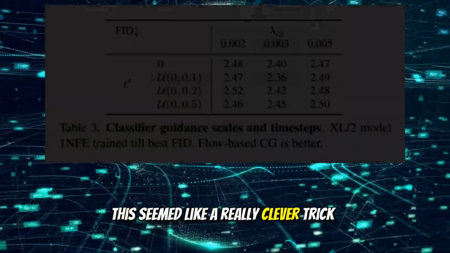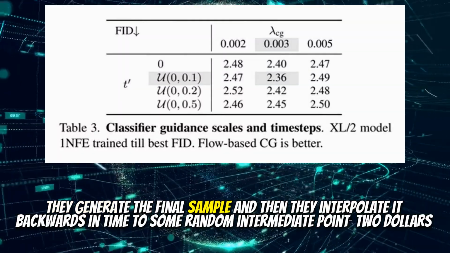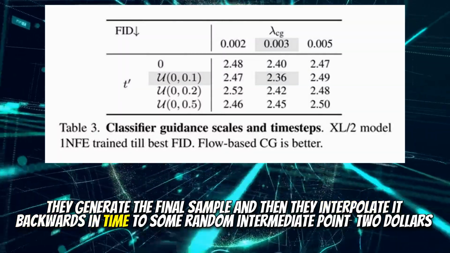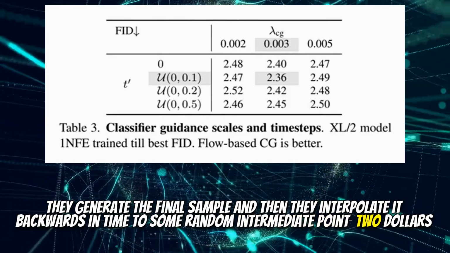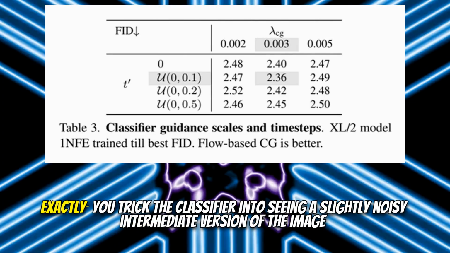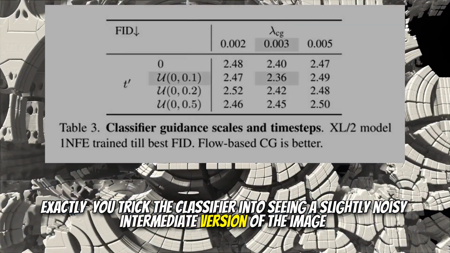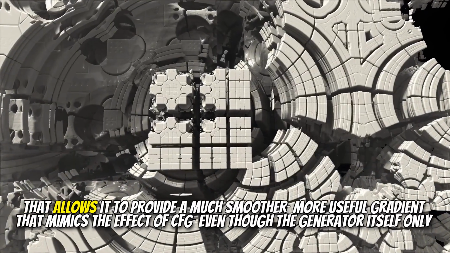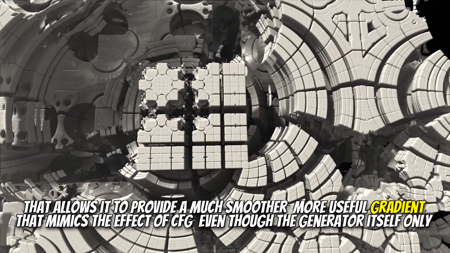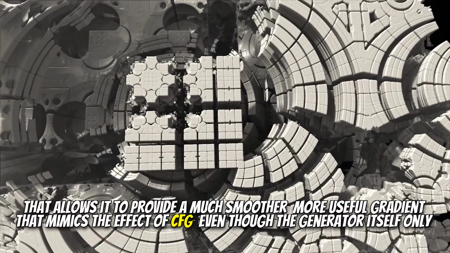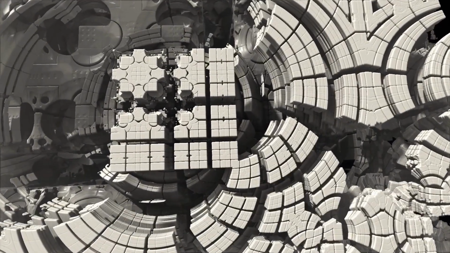This seemed like a really clever trick. They generate the final sample, and then they interpolate it backwards in time to some random intermediate point, t, before feeding it to the classifier. Exactly. You trick the classifier into seeing a slightly noisy intermediate version of the image. That allows it to provide a much smoother, more useful gradient that mimics the effect of CFG, even though the generator itself only ever takes one step.